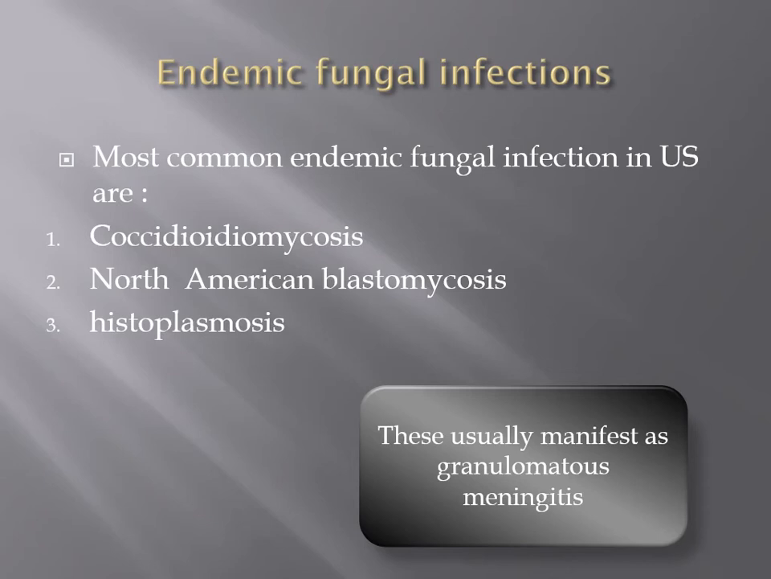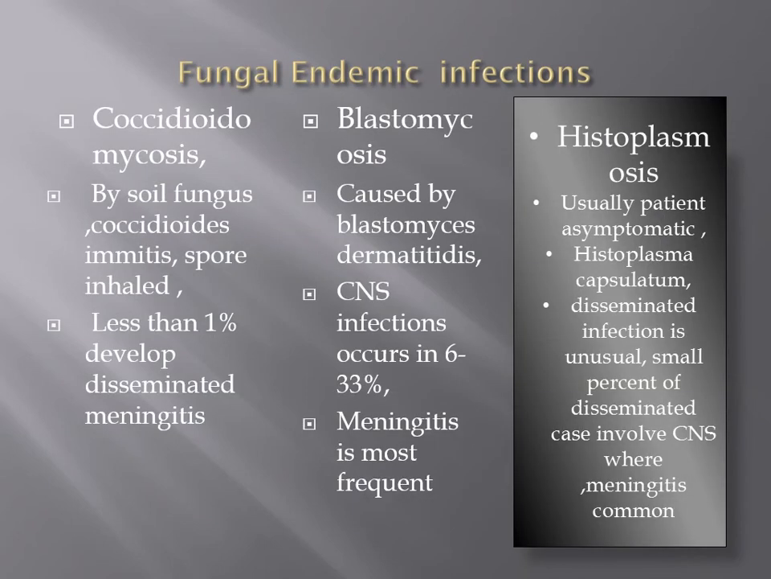Endemic fungal infection. The most common endemic fungal infections in the United States are coccidioidomycosis, North American blastomycosis, and histoplasmosis. These usually manifest as granulomatous meningitis. Coccidioidomycosis is transmitted by the soil fungus Coccidioides immitis, whose spores are inhaled. Less than 1% develop disseminated meningitis. Blastomycosis is caused by Blastomyces dermatitidis; central nervous system infection occurs in 3 to 6%, and meningitis is most frequent.